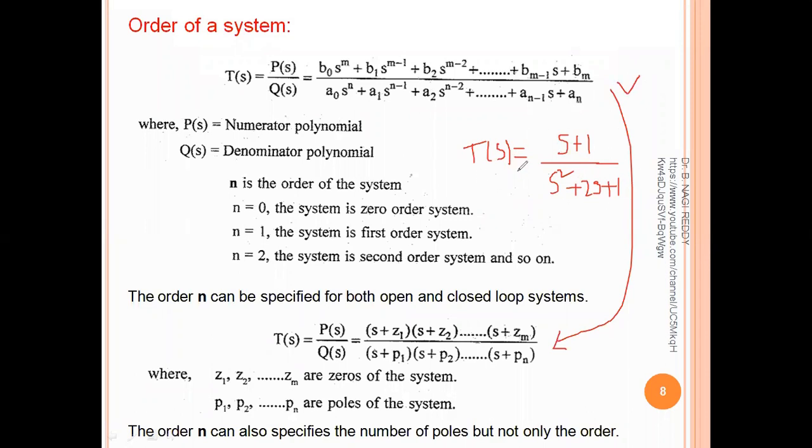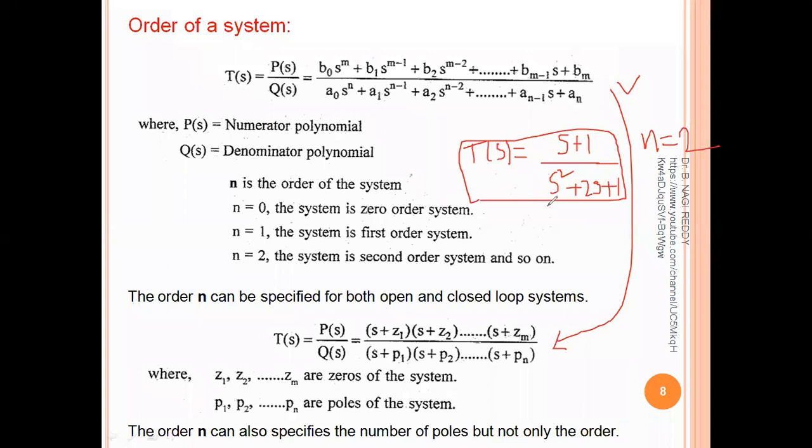So this expression is similar to this equation. From this, we can determine the order of the system. Look at its denominator and check the maximum S power, which is 2 here. So here the order of the system, n, is 2. That means this transfer function belongs to a second order system, or it's a second order system transfer function.